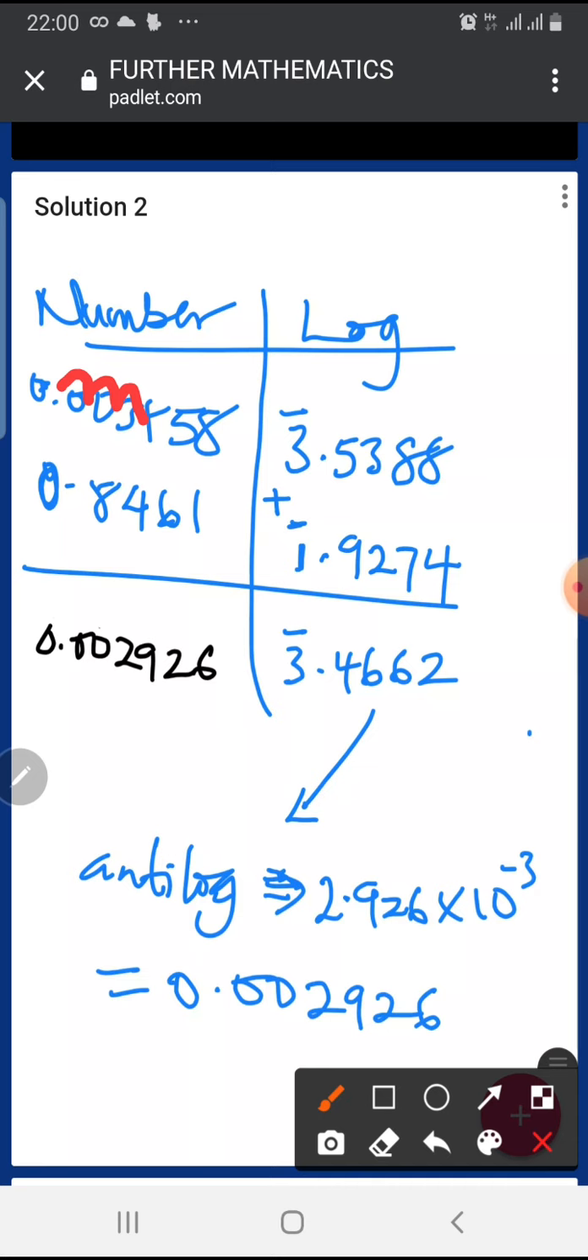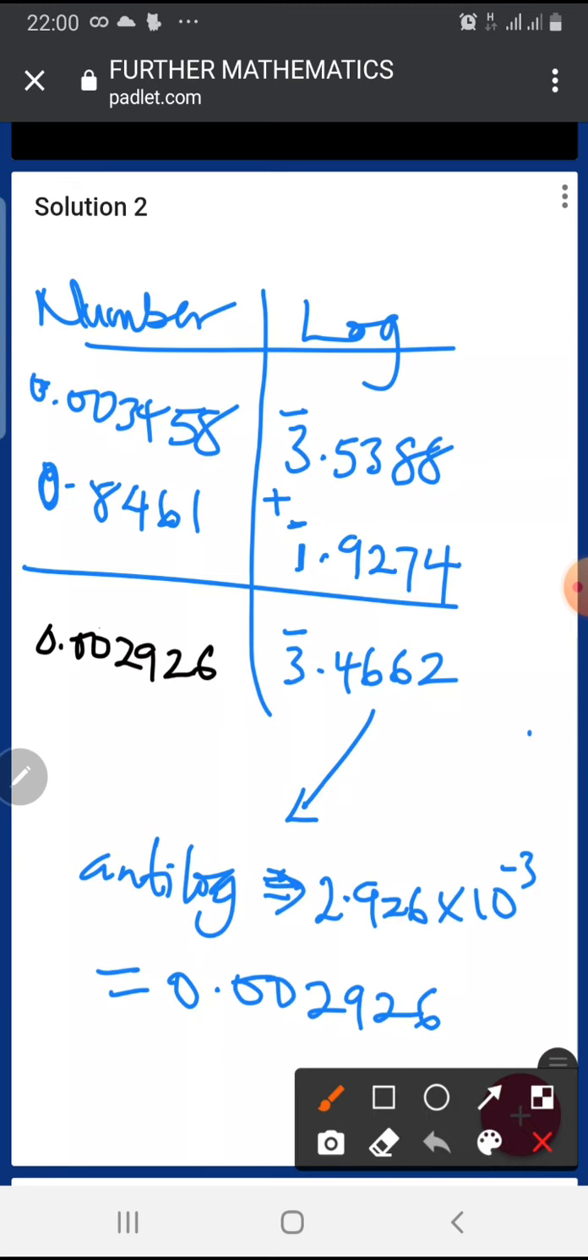We call this bar 3. This is bar 3, negative 3. In logarithm it is called bar 3. Now check for 34 under 5 difference 8. You have 5388.